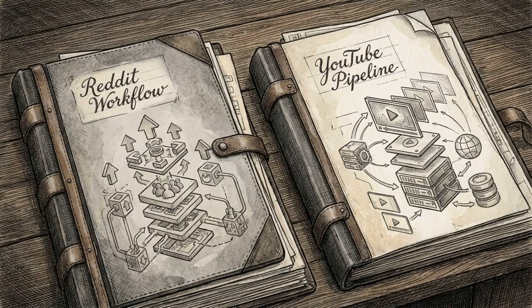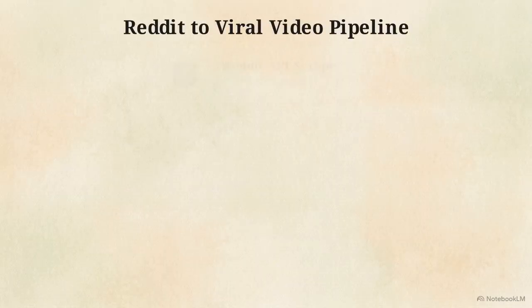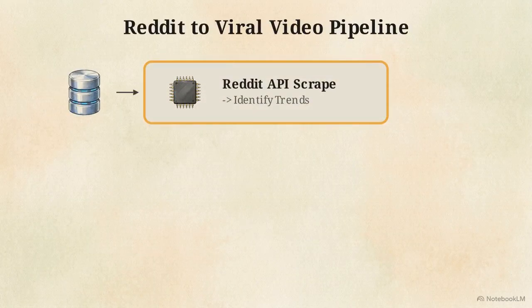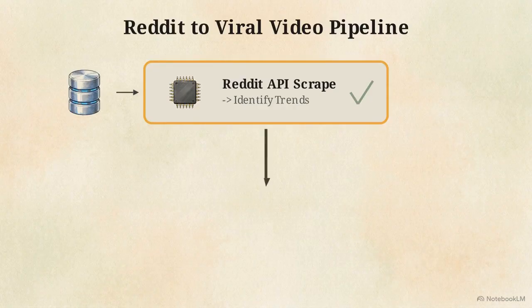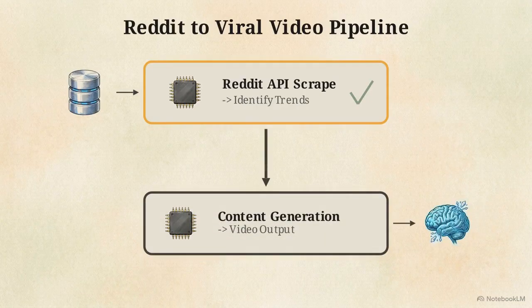To see how this architecture performs in practice, we can trace the exact execution steps of 2 official case studies from the project's documentation. This top-down flowchart maps out the Reddit to viral video pipeline. It begins with an initial trigger phase, continuously monitoring Reddit to identify trending conversations. Once verified, it moves to the execution phase, automatically generating a short-form video from the scraped topics.